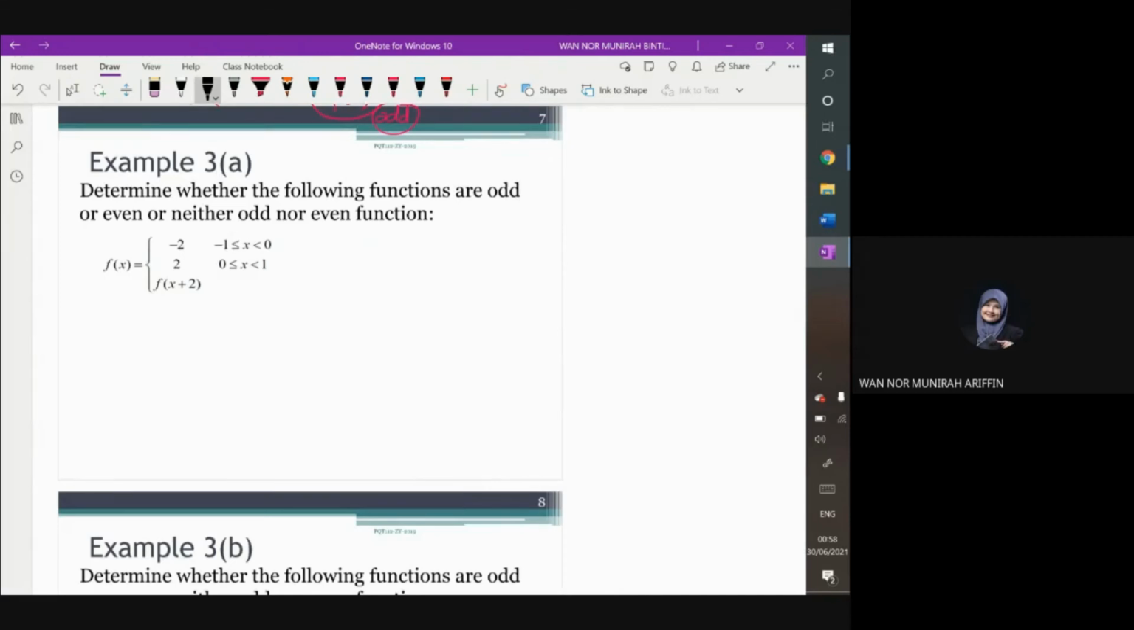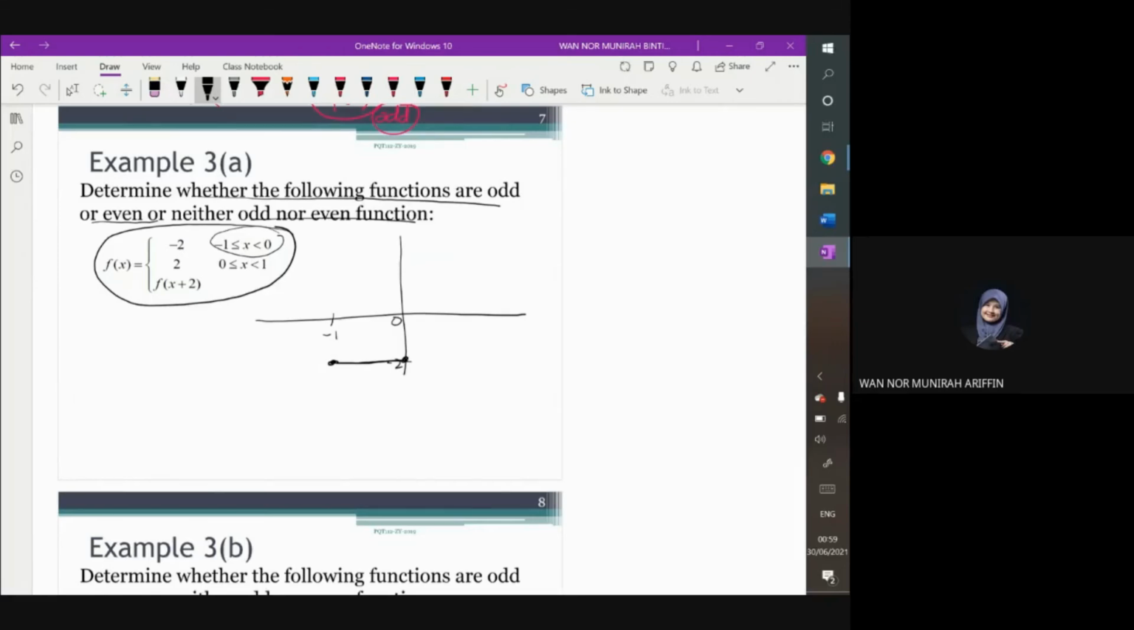Determine whether the following functions are odd, even, or neither odd nor even function. Now class, when you are given a piecewise function, it is better if you can try to sketch the graph. So we choose to sketch the graph. Now I have f(x) equals negative 2, x from negative 1 to 0. From negative 1 to 0, I have f(x) equals negative 2, remaining unchanged. So like this. This is the first line.